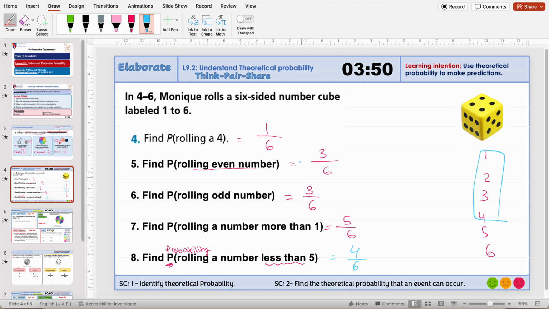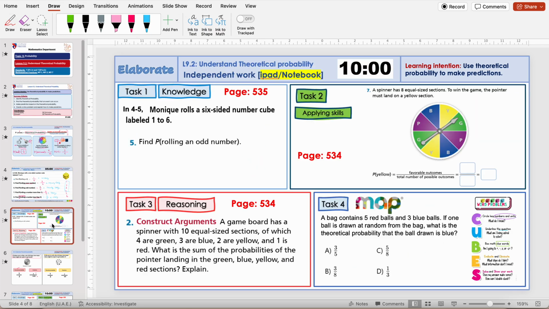4 out of 6. If they ask about likelihood like in the previous lesson, I can say here it's unlikely. This is halfway, so we call it equally likely. Also, this is half of 6, which is equally likely. If you remember, this is likely, a high chance of getting this. It's just more than half. Also, this one is more than half, so it's likely.